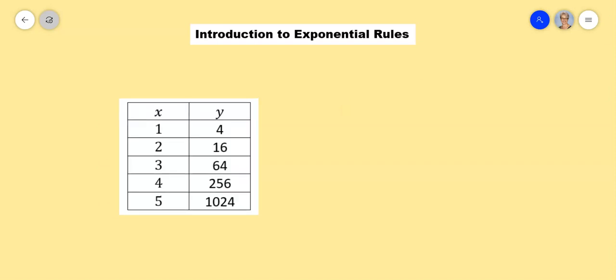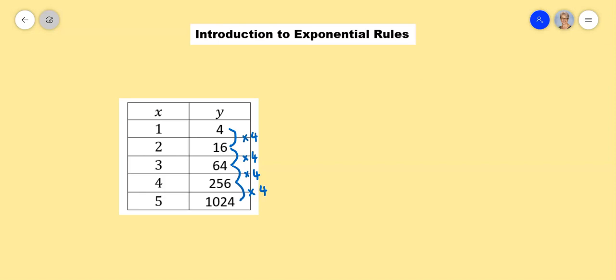Here's another algebra table with a non-linear rule. This non-linear rule again is exponential. Can you guess what it might be? First of all, let's look to see what we multiply 4 by to get 16. We multiply by 4. What's 16 times 4? It's 64. 64 times 4 gives us 256. 256 times 4 gives us 1024.